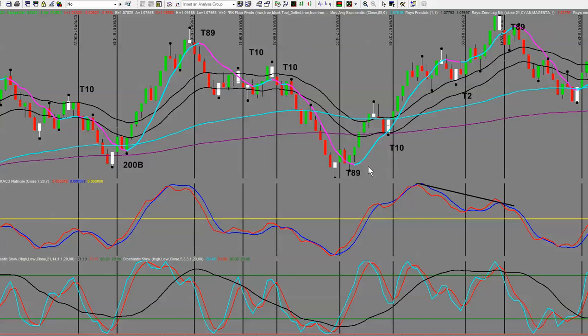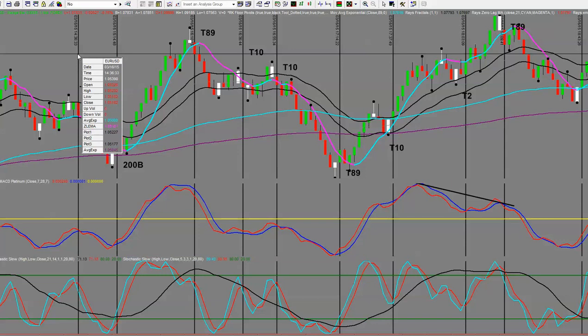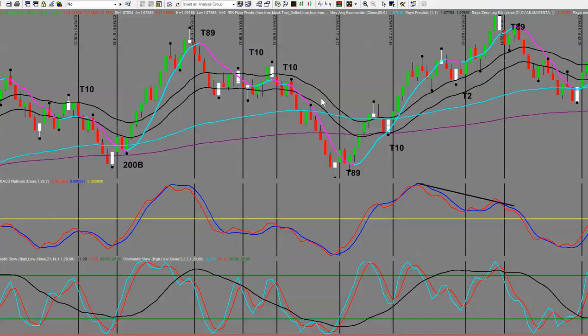Here we've got, and by the way, this is the market just a few days ago. So if you look at the date here, this is the 16th of the 3rd, 2015. So just a couple of days ago. So we can go down. We've got another perfect T89.